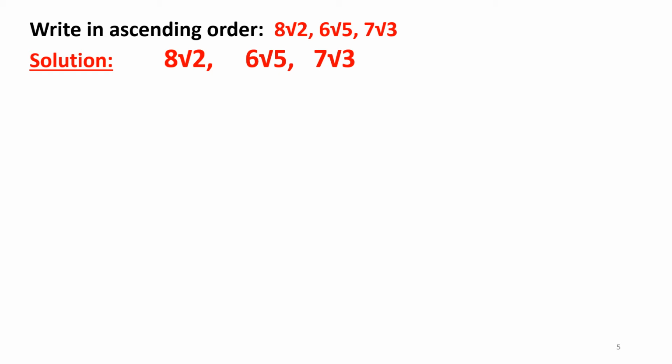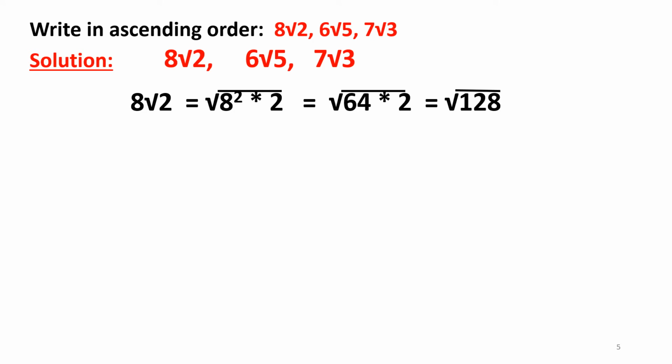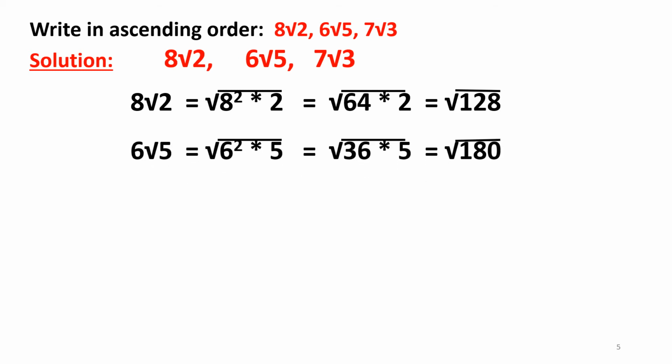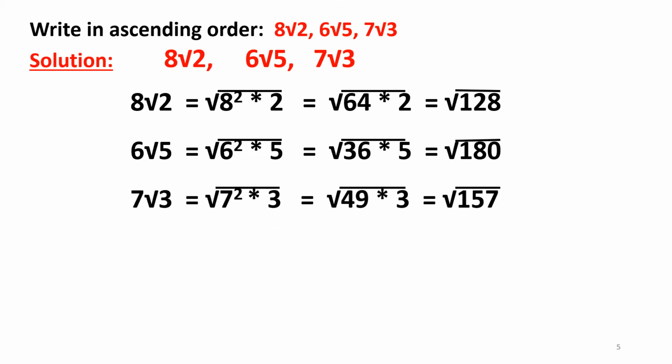So we are going to take the 8, 6 and 7 inside the root. See the first one. 8 root 2 becomes root over 8 square into 2. When the 8 is coming inside the square root, it will become square. 8 square is 64 into 2, 128. Similarly, the next one. 6 is coming inside, it becomes 6 square, that is 36. After multiplication, it becomes 180. Third one, 7 is coming inside, 7 square. So at last we get root 147.